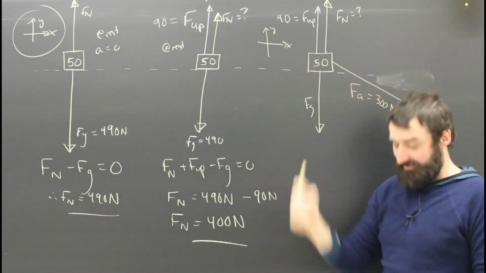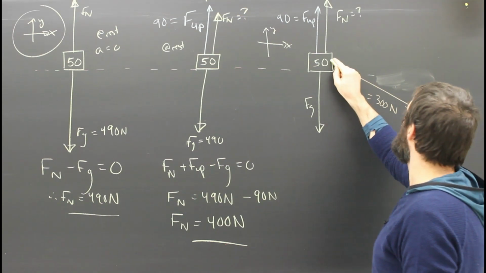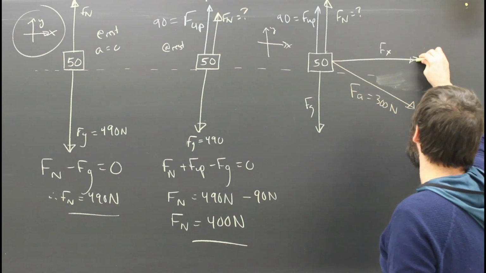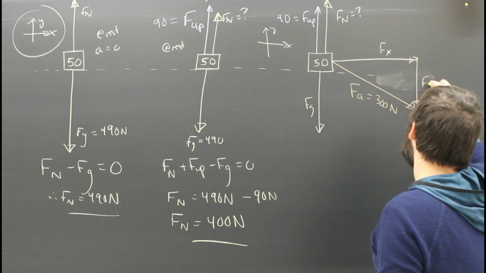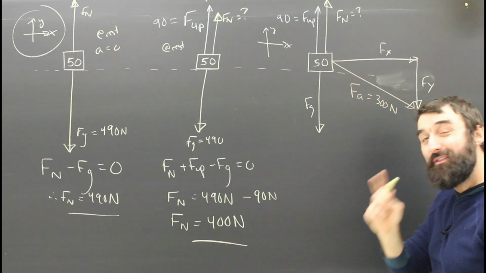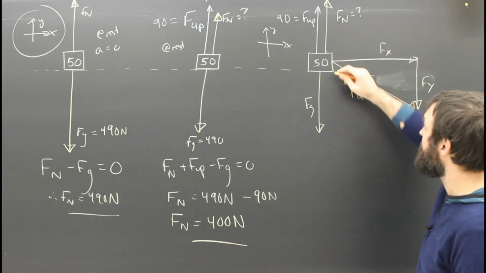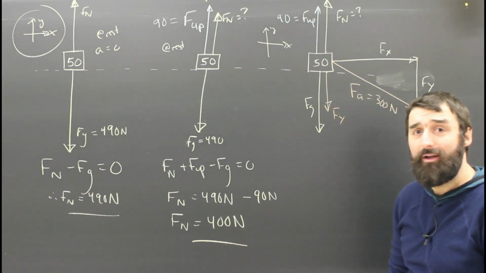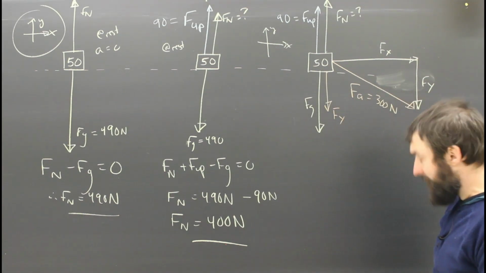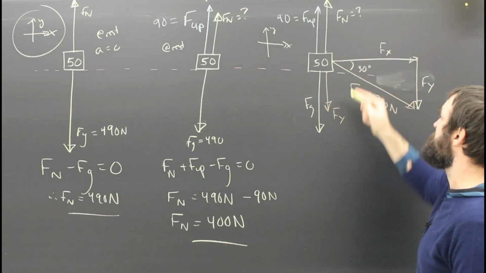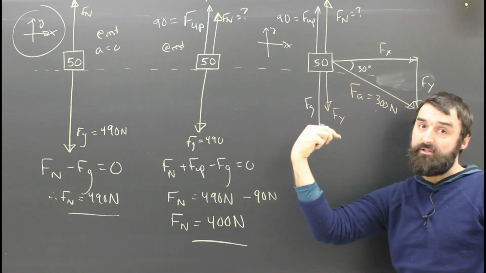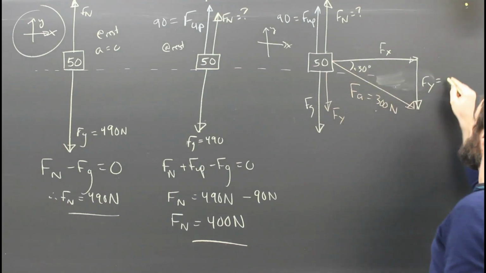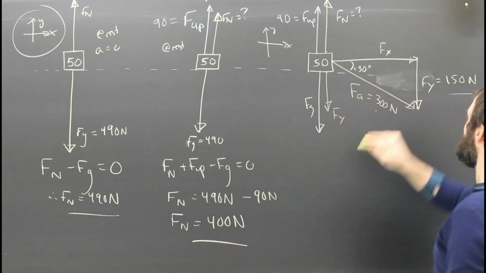Fa is not in my x or y direction, so I've got to break it into components. I've got to break it into Fx, which I'm going to ignore for this question, and I'm going to break it into Fy, which is down. Okay? I'm going to draw Fy over here so I don't forget about it when I'm doing my y equation. Now, this angle is 30 degrees. So the applied force is 300 newtons, 30 degrees below the horizontal, which means that Fy is the sine of 30 times 300, which I happen to know is 150 newtons.